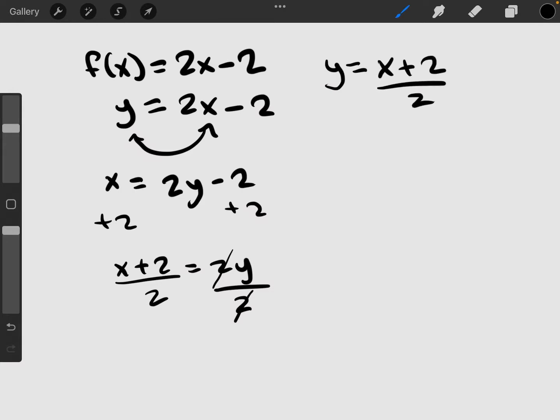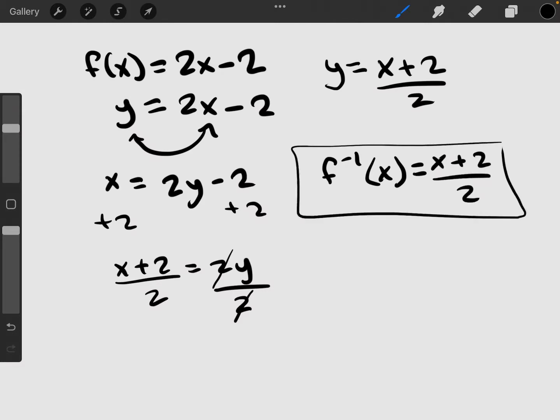Now, as I told you before, we can't have the y value like this. We have to write it as an inverse notation. And the notation is written like so. And we just plug in the answer. And this is our answer.